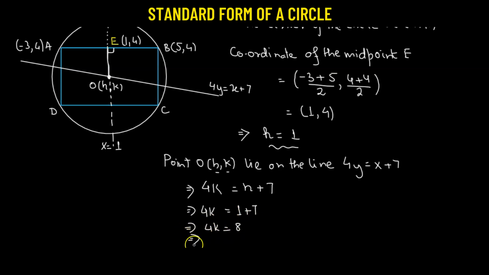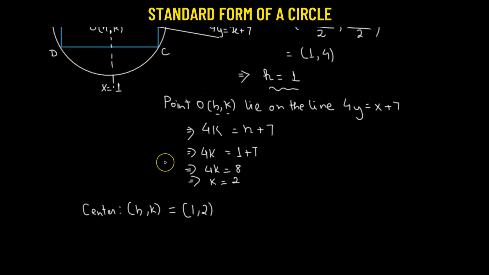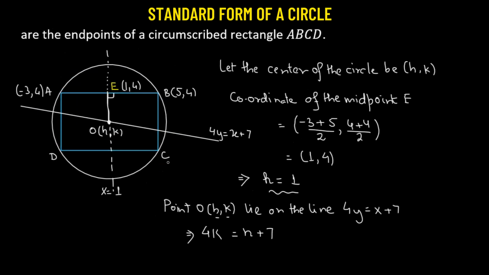Solving for the value of k, we get k equals 2. So that means now we have the coordinates of the center, which is (1, 2). That's noted down. So we have our center, which is (h, k), and we have found out that this value is (1, 2). Our next goal will be to determine the radius of the circle.